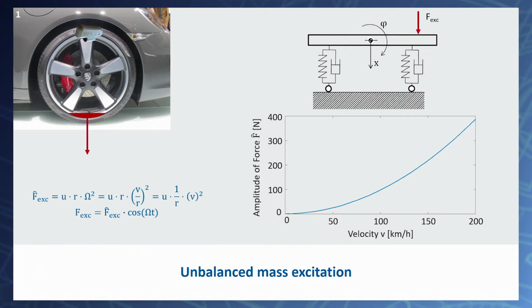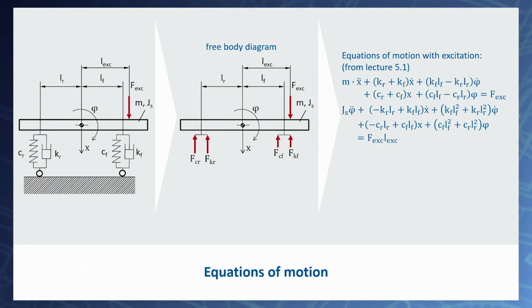And that also means that there is a parabolic relationship between the amplitude of the force and the velocity. We've seen that when we were discussing single degree of freedom systems with unbalanced mass excitation already, so that is not new. And if we are now looking at the equations of motion, then obviously we can directly come back to the equations from lecture 5.1. The only thing that we have to consider is that the excitation force that we see on the right-hand side of our first and second equation will be dependent on the square of the angular velocity omega. That's what you see here.